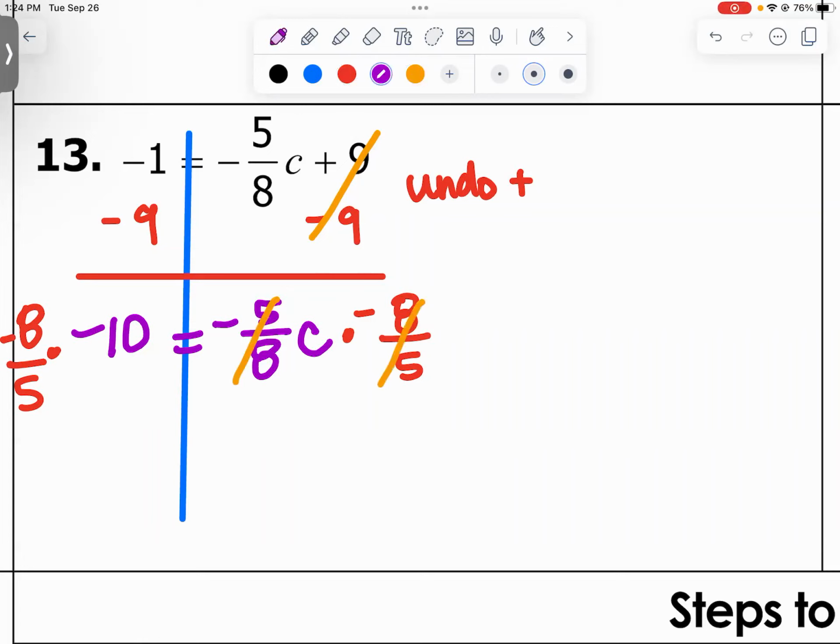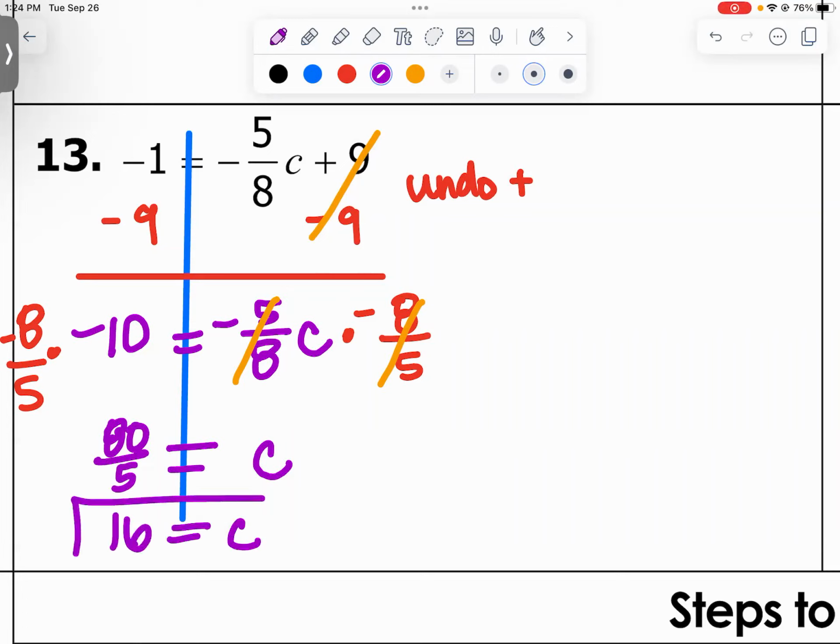So the reciprocals cancel. And over here, we're left with 80/5. And Kaylee, what did you figure out that 80/5 was? 16. So I put 10/1. 8 times 10 is 80. 5 times 1 is 5.